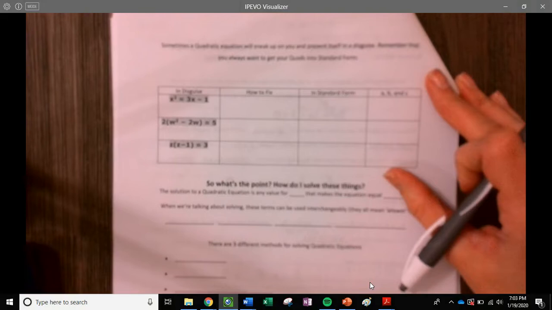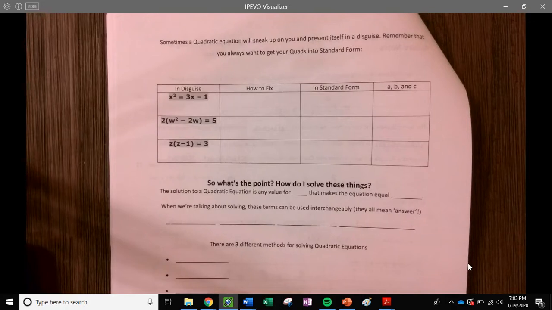If you flip your notes, here we go. Sometimes, wait for my camera to focus, maybe. There we go.